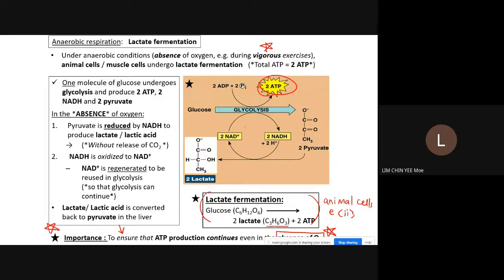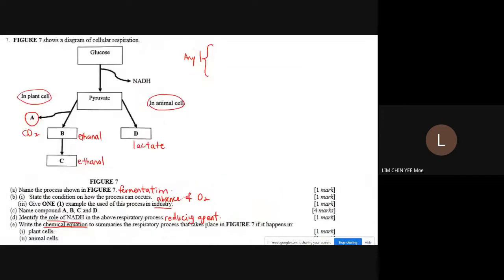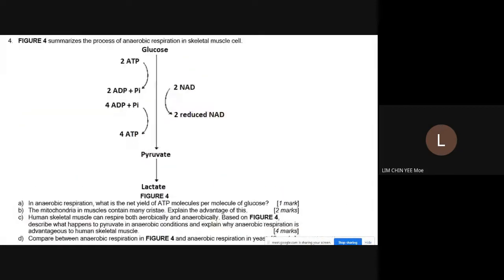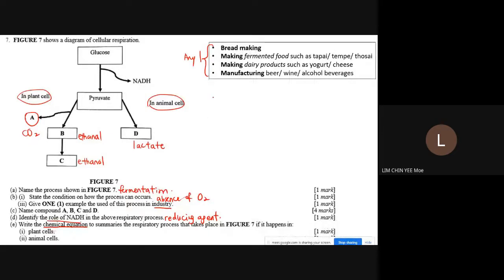So, you can actually write it like this. For plant cells first, it will produce ethanol and carbon dioxide. That's why C6H12O6, this is glucose, it will become carbon dioxide, 2 ATP, and then ethanol, because one carbon has been removed, so it is C2H5OH. So the two are balanced.